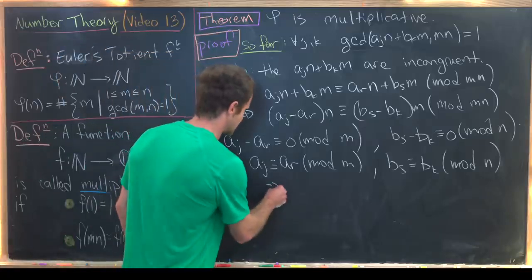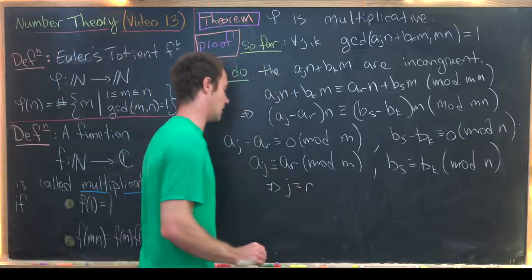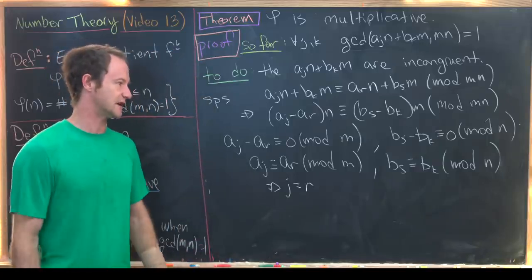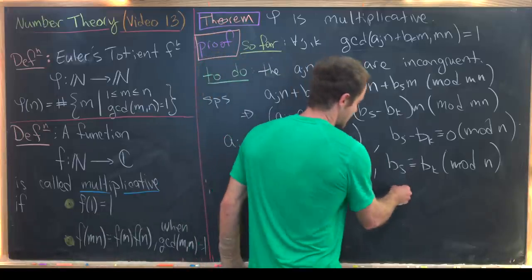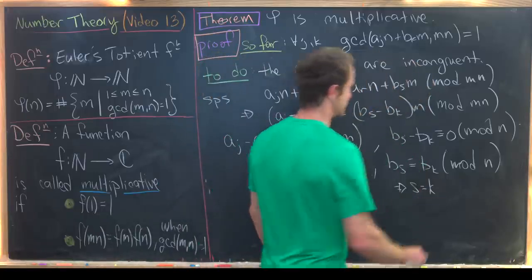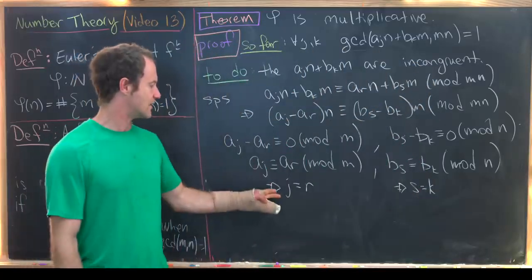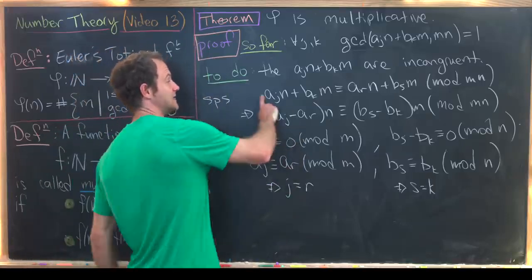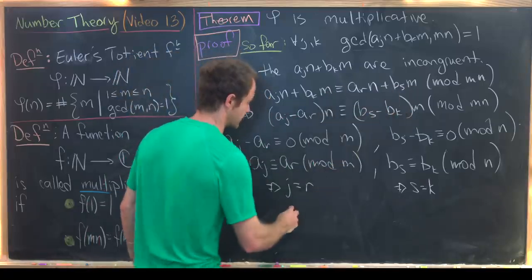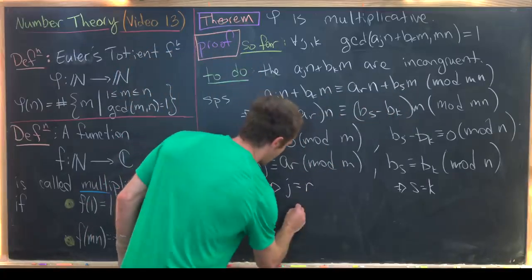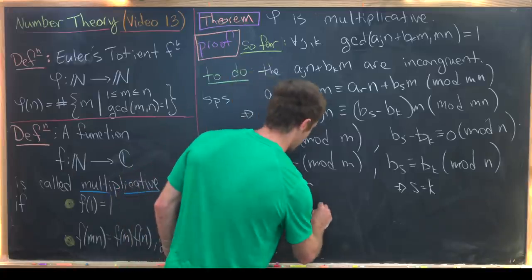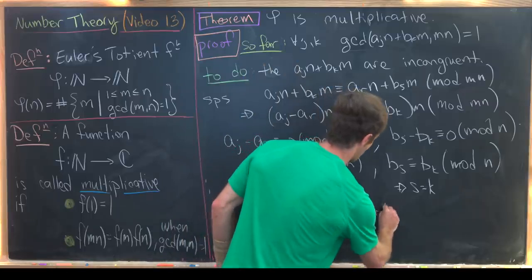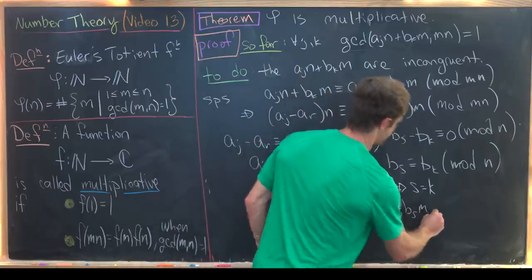Okay, so that tells us that j is equal to r, or maybe aj is equal to ar, but really the indices being equal is enough. And then this down here implies that s is equal to k. But now if j is equal to r and s is equal to k, then that means we don't just have congruence up here, but we have equality up here. So we've got ajn plus bkm is equal to arn plus bsm.